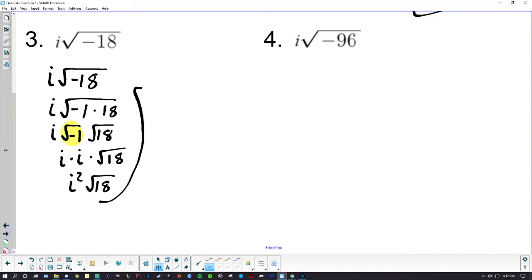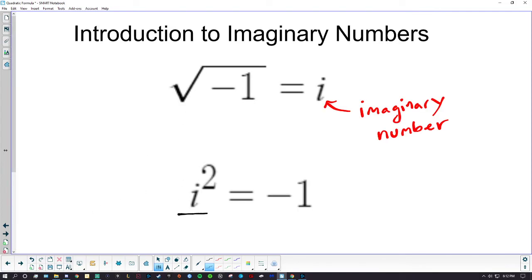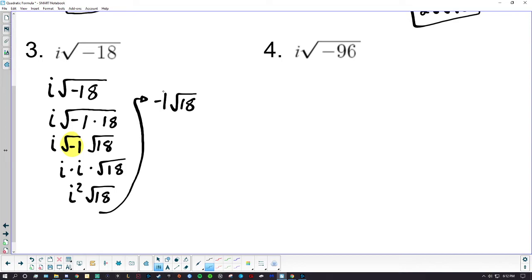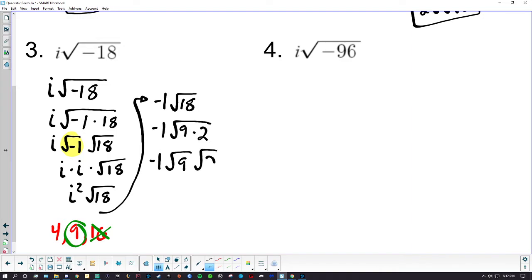So I'm going to continue my work right up here. I have negative 1 times the square root of 18, because in that previous step, i squared is negative 1. So we changed that i squared to being a negative 1. The square root of 18 is not simplified yet, so let's make our list. We have 4, 9, 16. We can stop. 16 doesn't work, however, 9 does work. So we have negative 1 times 9 times 2. Negative 1, square root of 9, square root of 2.